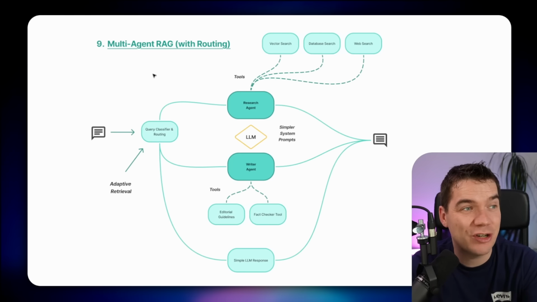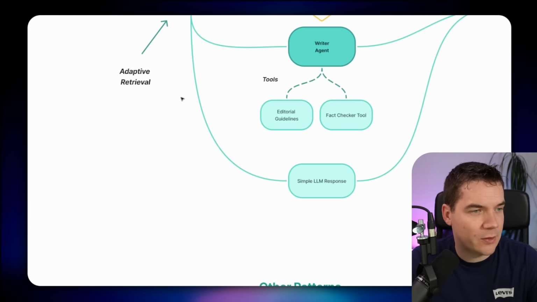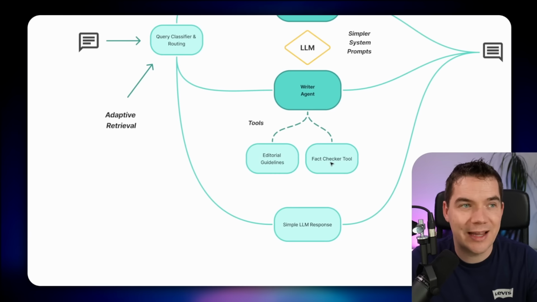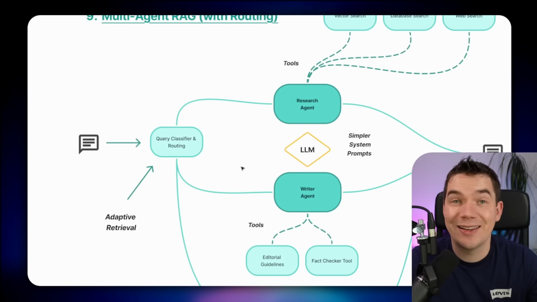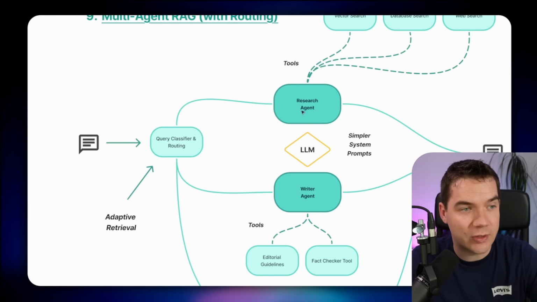It's a multi-agent RAG system with routing and sequential chaining. So for example, if it's a very simple question, we can just drop it into the simple response and send it back to the user. Whereas if it's a question about writing, it can go to this agent. About research, it can go to that agent.